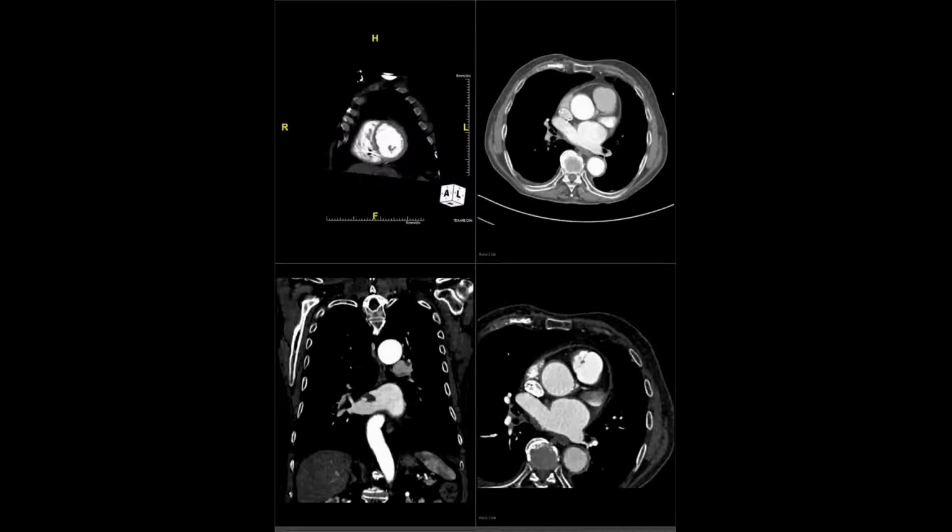Wow, all on the same day, huh? Yeah, all the same day. For the same interventionalist, I told him, you got to stop ordering CTs. Yeah, wow, those are impressive.